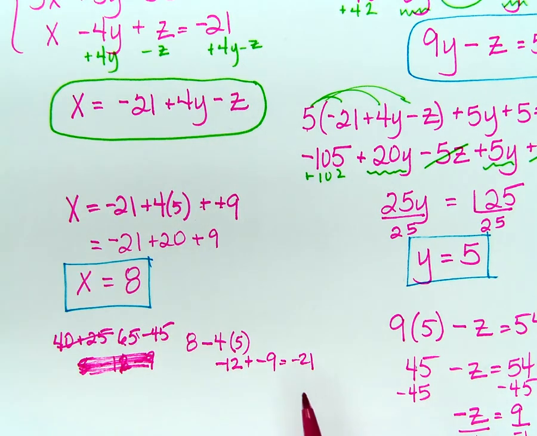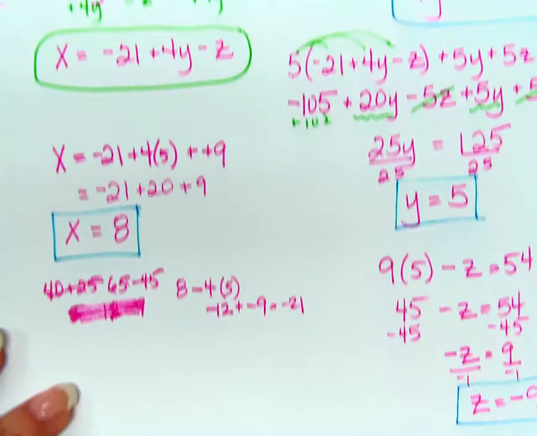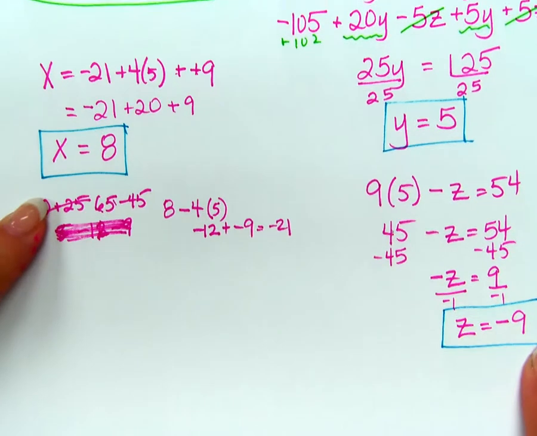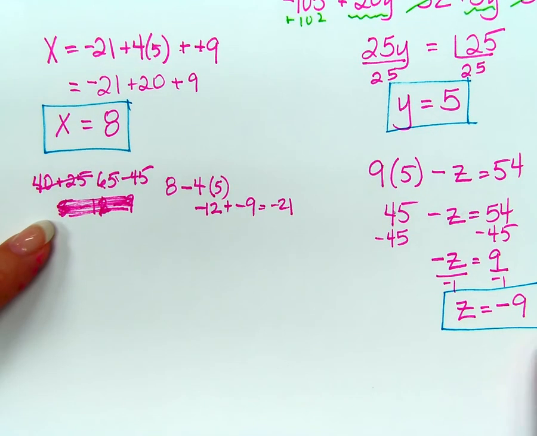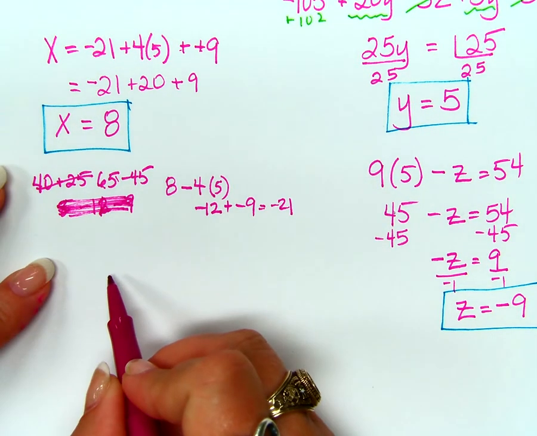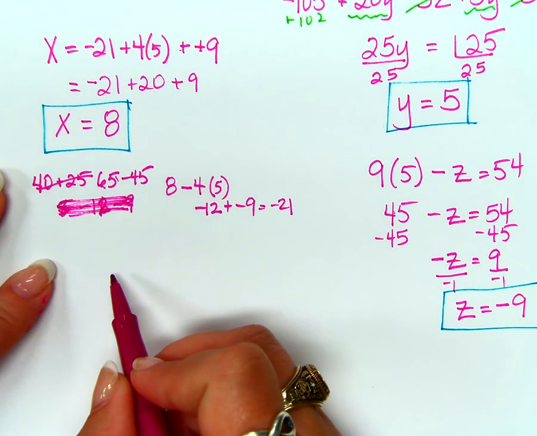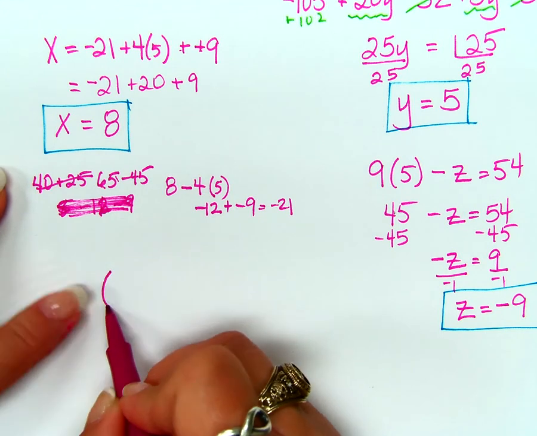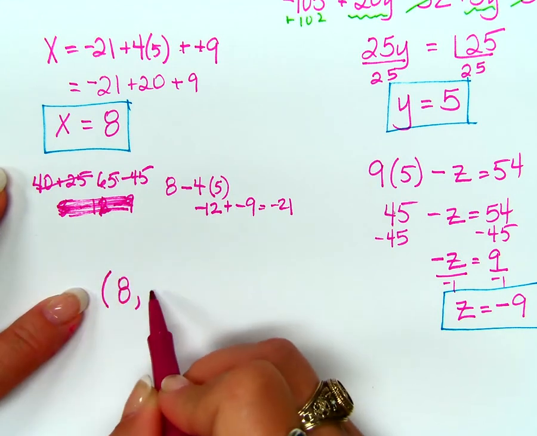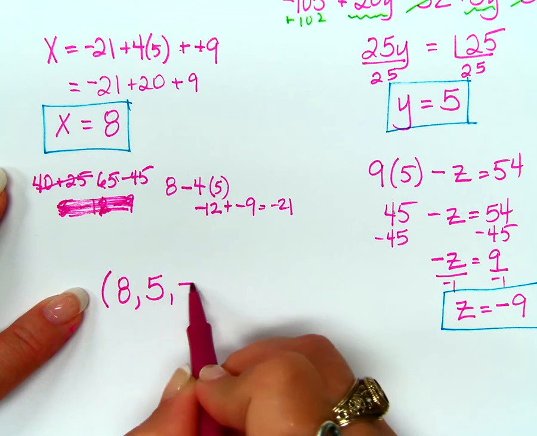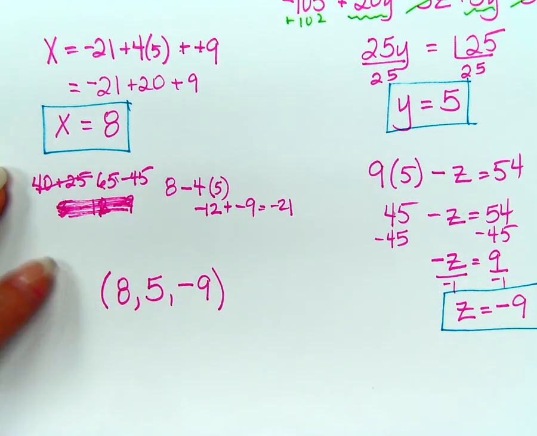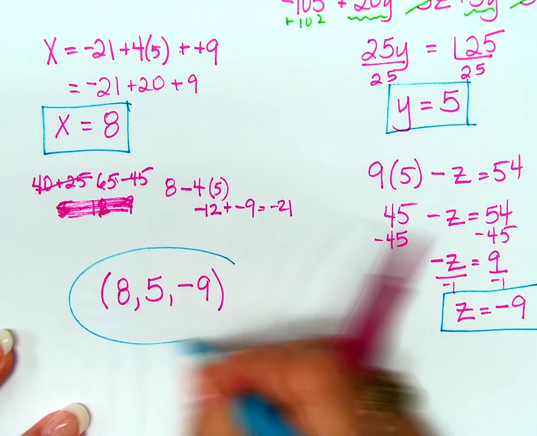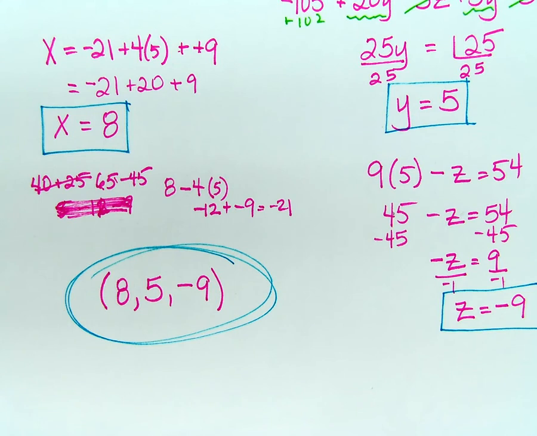Please forgive me. Okay? Now, I've checked them all. I know they're all correct, so the only thing I have left to do is write my answer. And how do I write my answer? Ordered triple, right? So x, y, z. And that is my solution right there. Good?